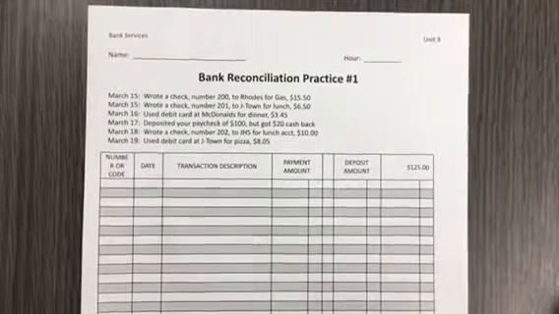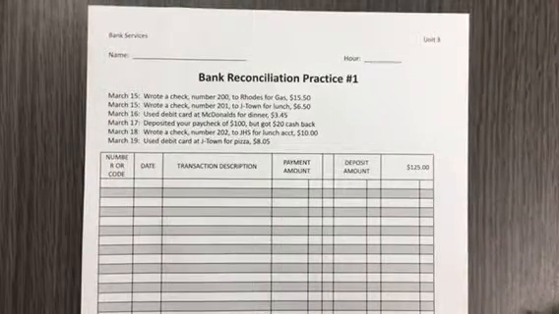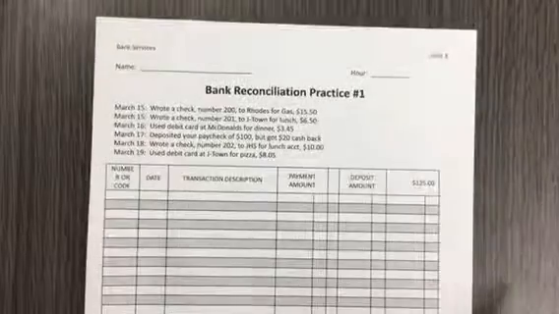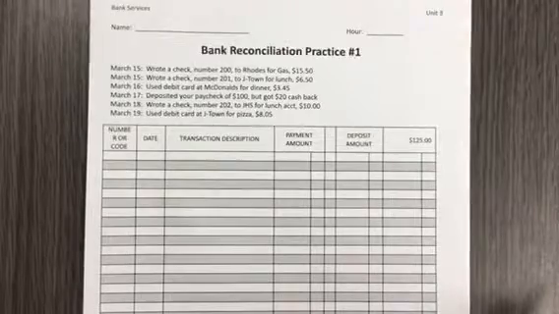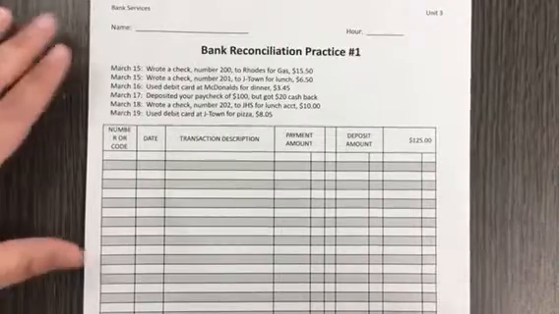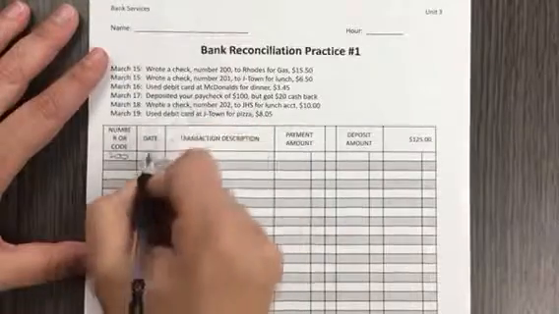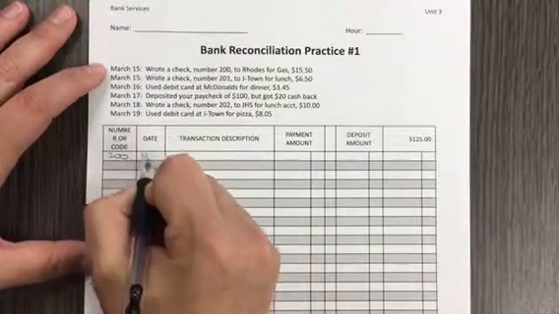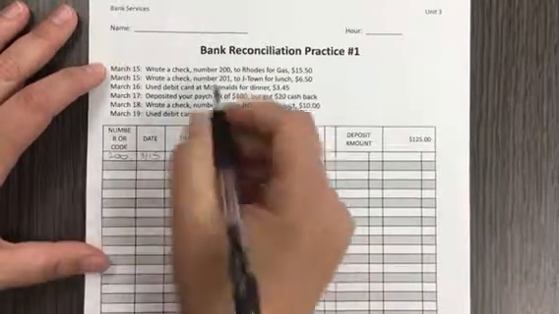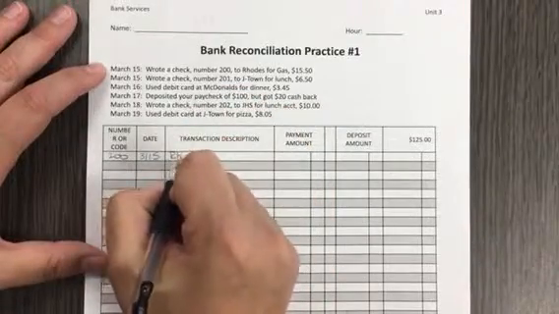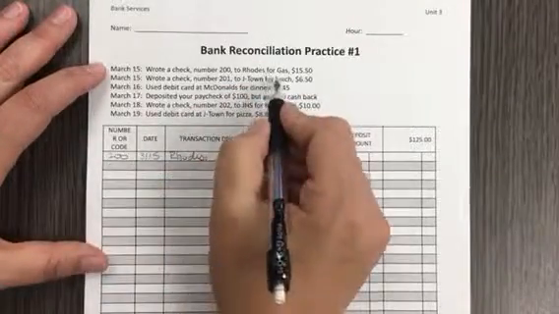All right, so we are going to do bank reconciliation practice 1 together. We're going to start by actually filling out the checkbook register portion. This is just good practice from before. For instance, our check number is 200 on this first example. The date is March 15th. Remember, the top line is always who it's to, so Roads, and it's for gas.